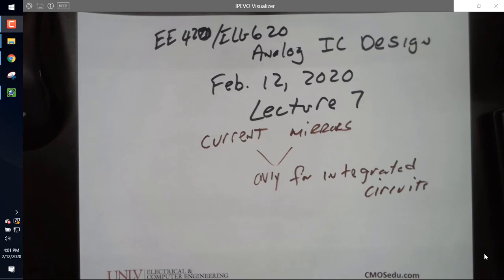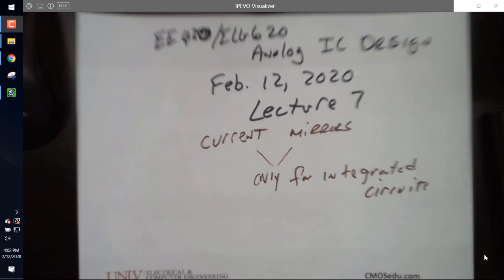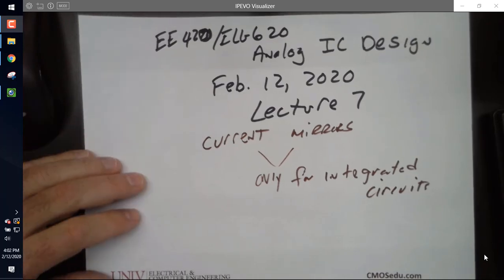All right, it's only for integrated circuits. And so if you take two transistors and you try to go into the lab and make a current mirror, it won't work. So they have to be on the same chip and generally near each other, all right? So I want to go over what a current mirror is.